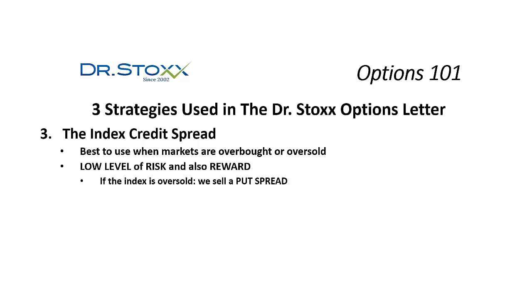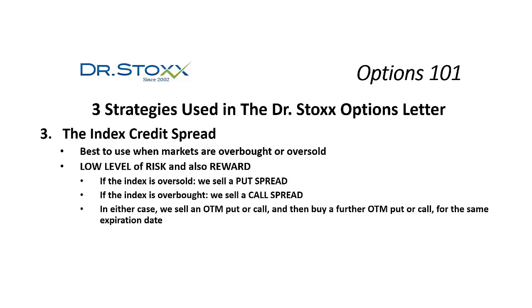We're always going short the spread. We're going to sell a put spread, which is to say we're going to use 2 puts in our spread, in our trade. If the index is overbought, we're going to sell short a call spread, 2 calls. In either case, we will sell an out-of-the-money put, if it's a put spread, or an out-of-the-money call, if it's a call spread. And then we're going to go further out of the money and buy a put or call.